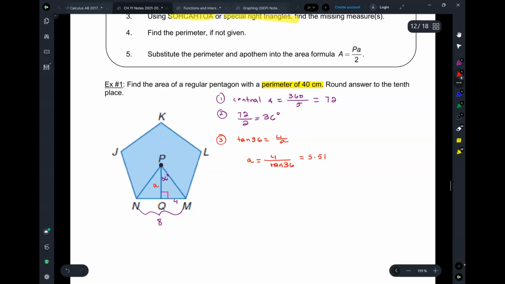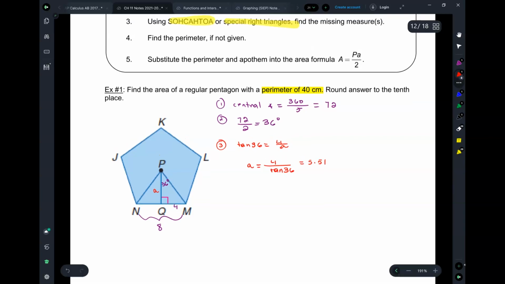Oh, because if the perimeter is 40 and it has 5 sides, you divide. So then, next one, find the perimeter if not given. Well, we have the perimeter, right? What's the perimeter? 40. And sometimes it'll be given, sometimes you just have to find it yourself.